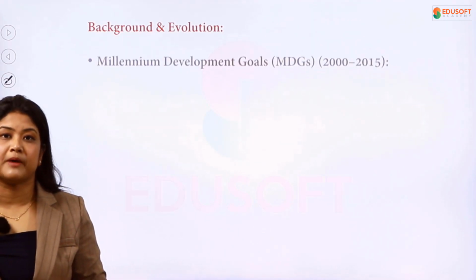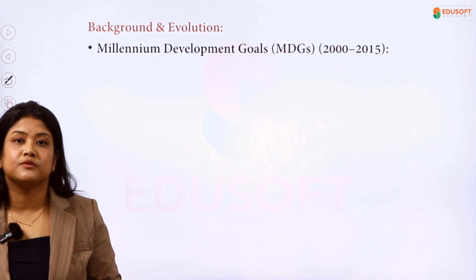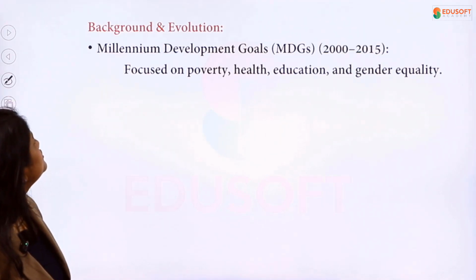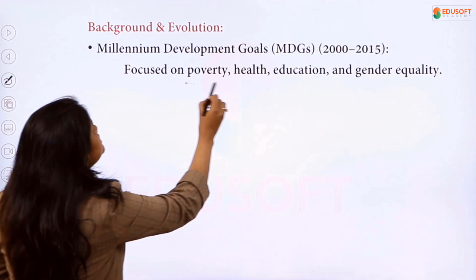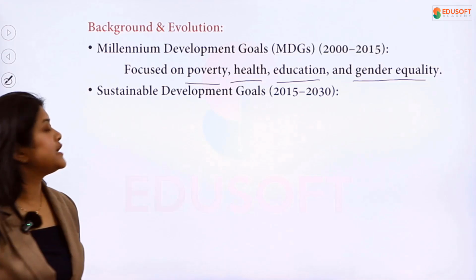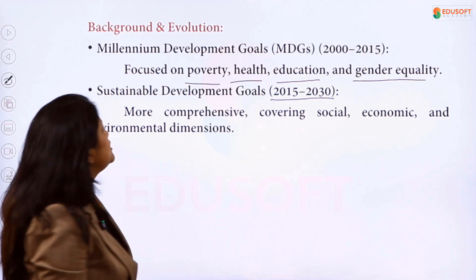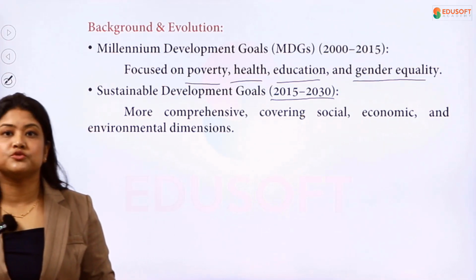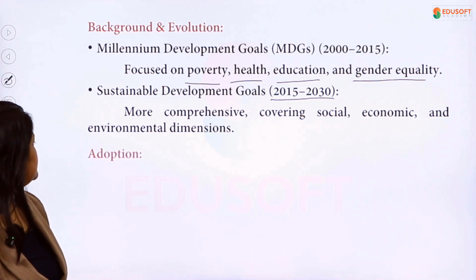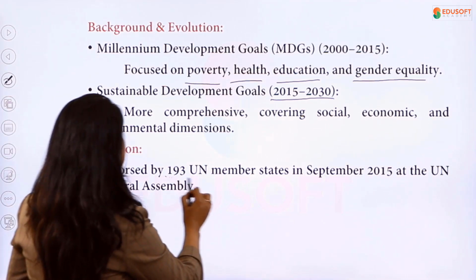Coming to the brief background and how it all evolved, the Millennium Development Goals were from 2000 to 2015. They focused on poverty, health, education, and gender equality, whereas the Sustainable Development Goals, from 2015 to 2030, were more comprehensive and covered social, economic, and environmental dimensions. Endorsed by 193 UN member states.